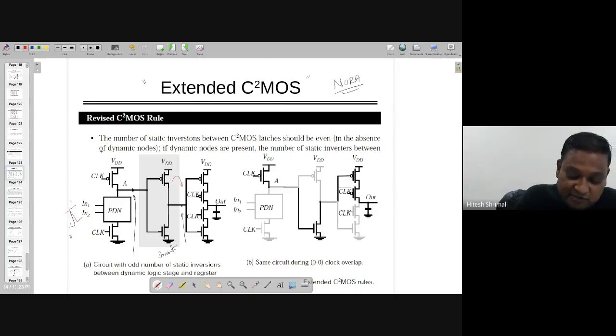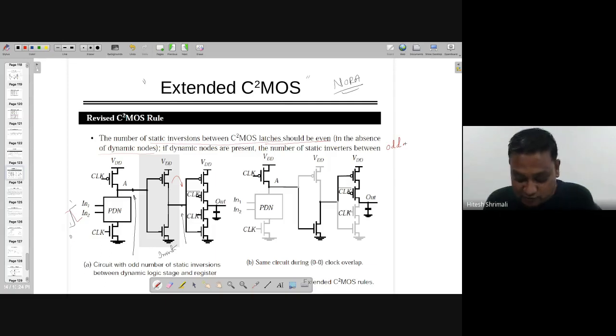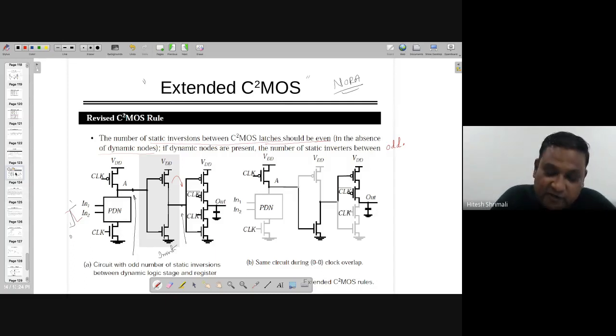The thumb rule says that the number of static inversions between C-square MOS latches should be even in the absence of dynamic nodes, as I just told. And if those are present, the inverters between these latches have to be odd. So that went to the next page. Okay, so this was about all the schemes for the sequential circuits which we have studied, right?